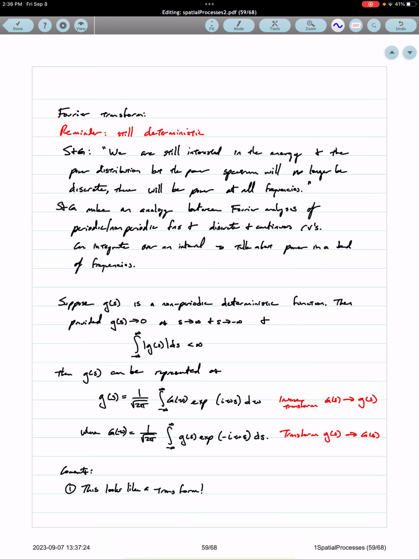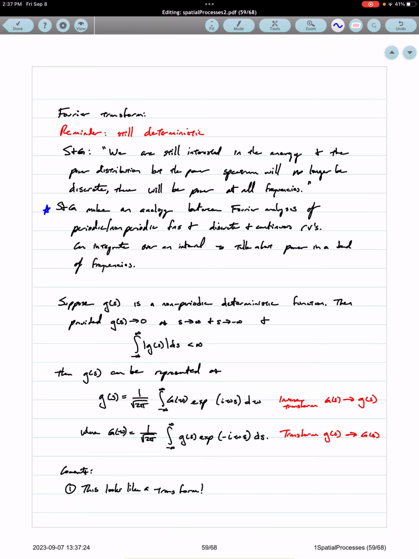Okay, so this quote from Schabenberger and Gotway says, we are still interested in the energy and the power distribution of a function, but the power spectrum will no longer be discrete, as there will be power at all frequencies. And the function after transformation is not going to be able to be represented by a countable collection of coefficients. Please read this section again, because I think Schabenberger and Gotway and these notes are going to complement each other well.